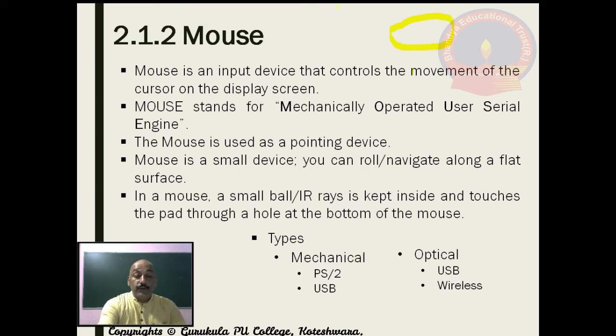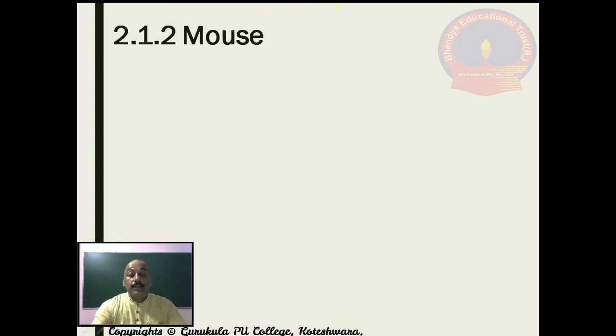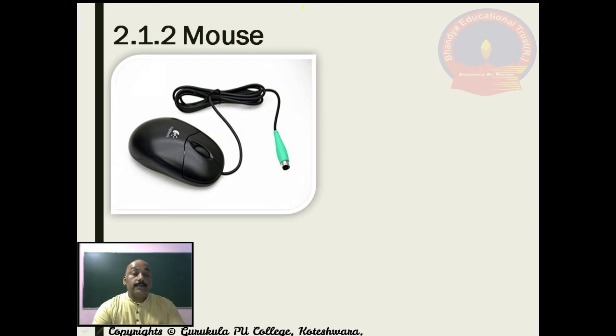Let me show you the first one. What is that PS/2? PS/2 means Personal System/2, designed by IBM. Now let me show you the first one, the mechanical mouse PS/2. This is the mouse, this is the wire, and this port is there. This is called PS/2.